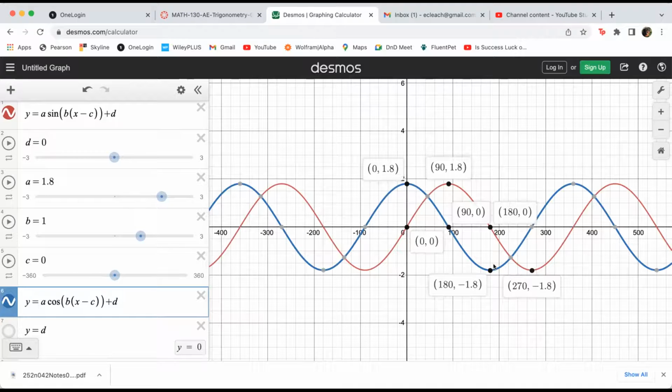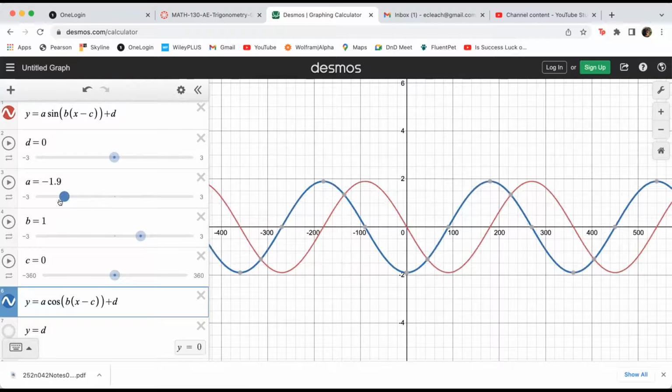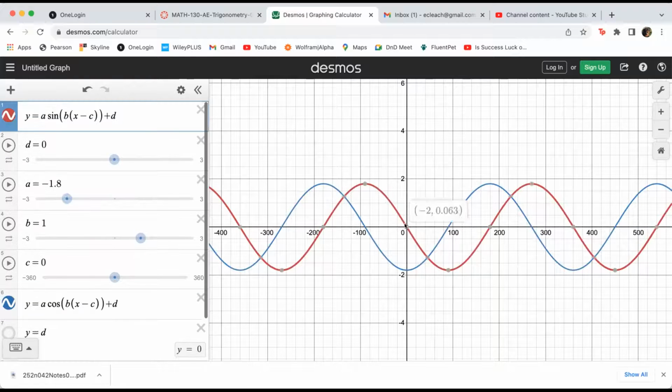Notice that if I make A the opposite, if A is negative, but just negative 1.8, that is also the amplitude. It's the distance from the middle to the bottom or from the middle to the top. When we list the amplitude, we always want to list it as a positive number because amplitude is the distance from the middle to the top or from the middle to the bottom.